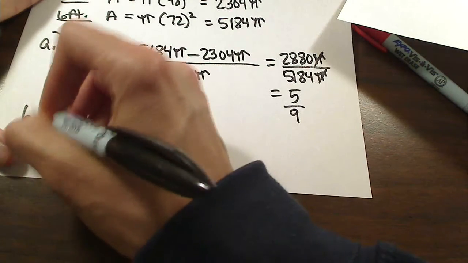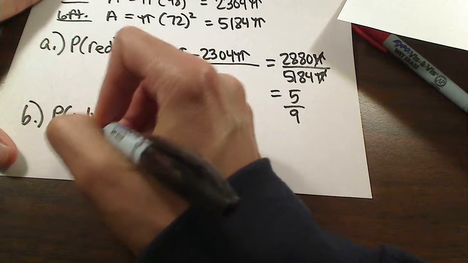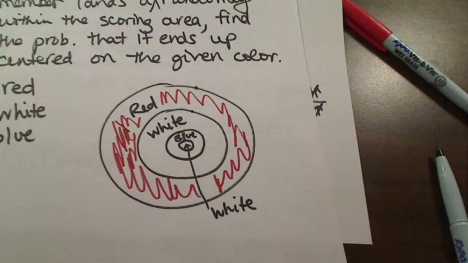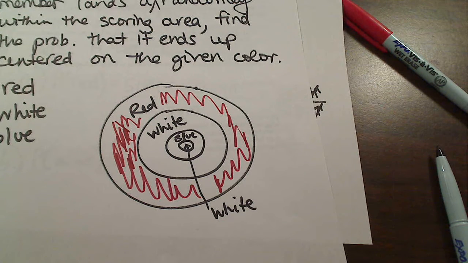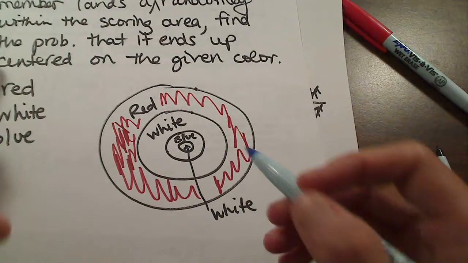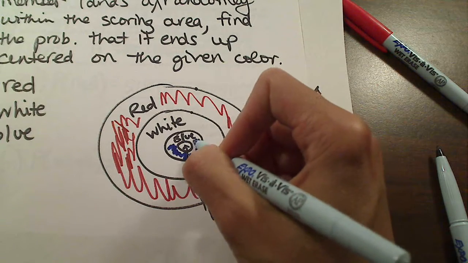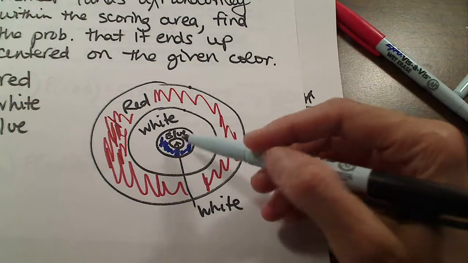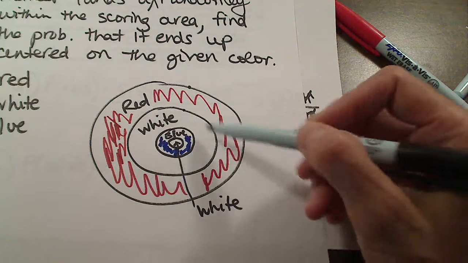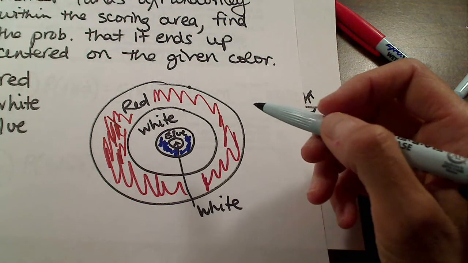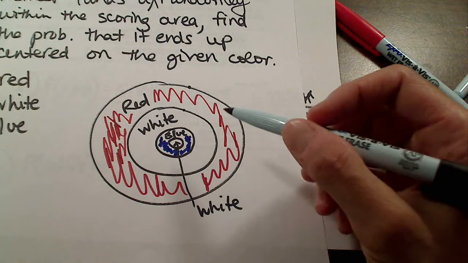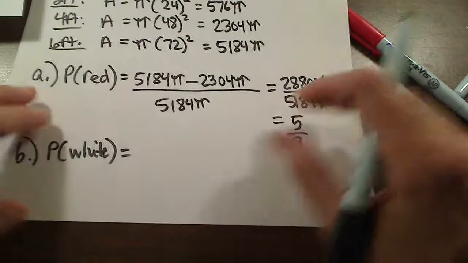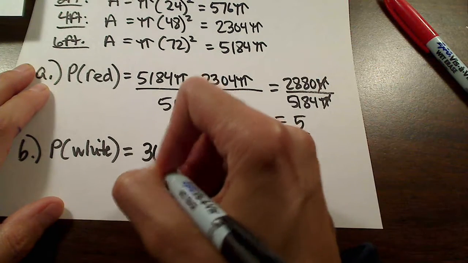And part B was the probability of the white. All right, so there's actually two regions that are white. Let me get the blue colored in here. So this is blue in there. And so there's two regions that are white: this interior circle and then this third circle out here. So when we calculate the desired, we're going to have to calculate both of those as our desired portion.